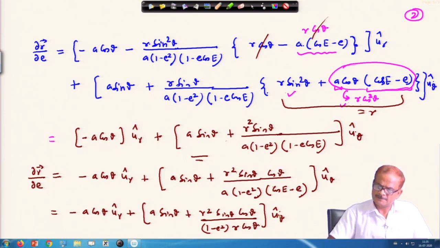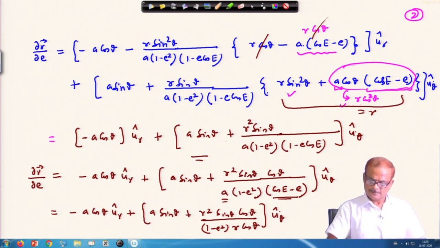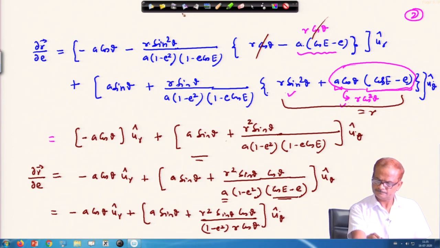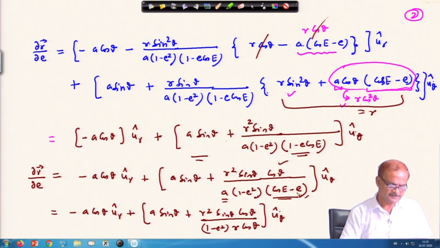So, we are utilizing those relationships which we derived in our earlier lectures. Here we have replaced this quantity by r cos theta. See here the substitution we have done in this place. This is 1 minus e cos e, we have replaced by the quantity cos theta divided by cos e minus e. So, look back into the lectures, there you will find all these derivations.